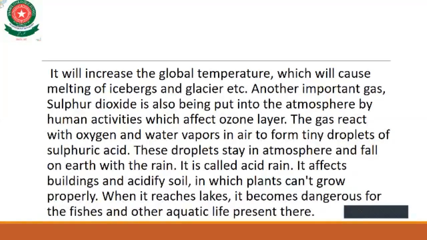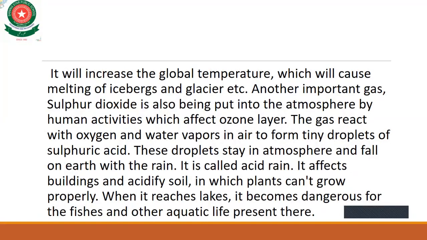If there is increased sulfur dioxide in the air, that will cause acid rain, and there are a lot of disadvantages of acid rain, which may affect our buildings. By reaching lakes, this acid rain becomes dangerous for fishes and other aquatic life living in water.